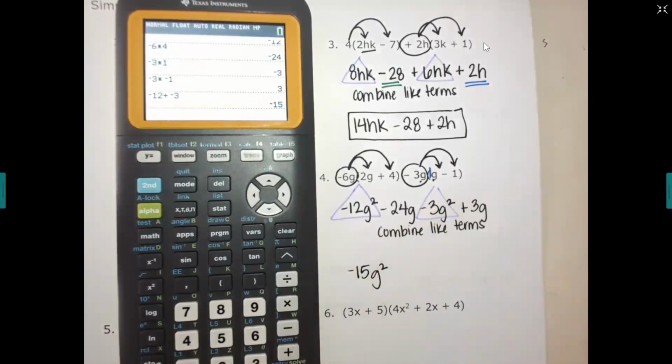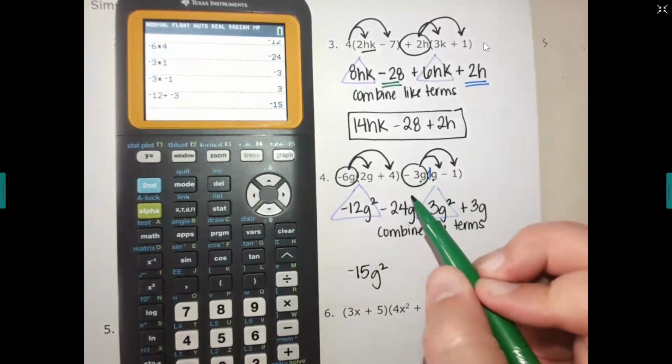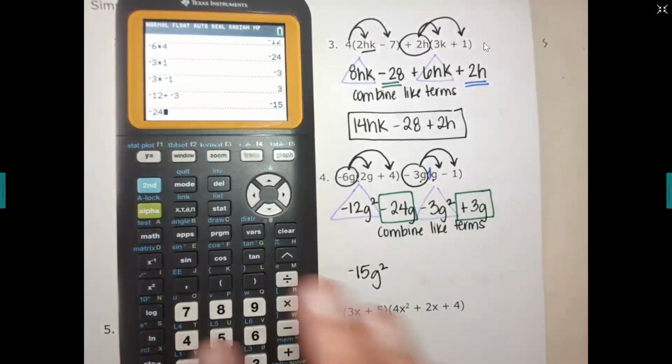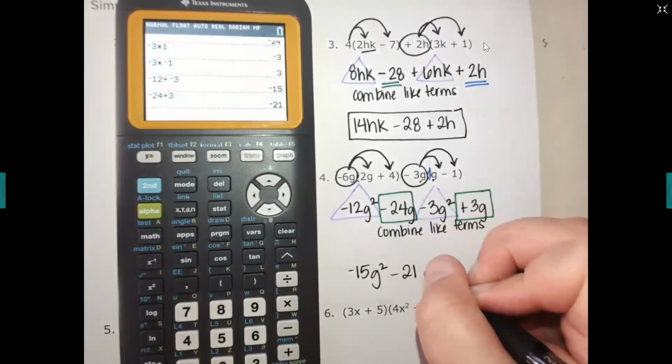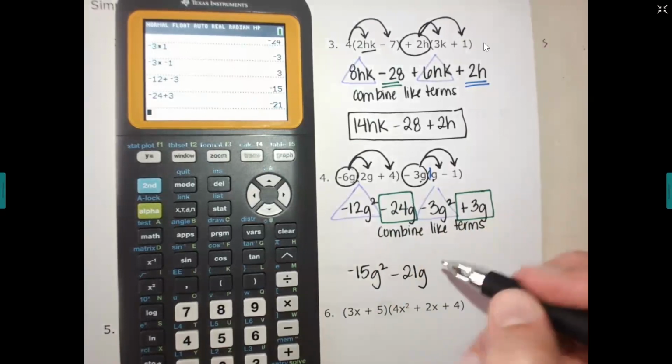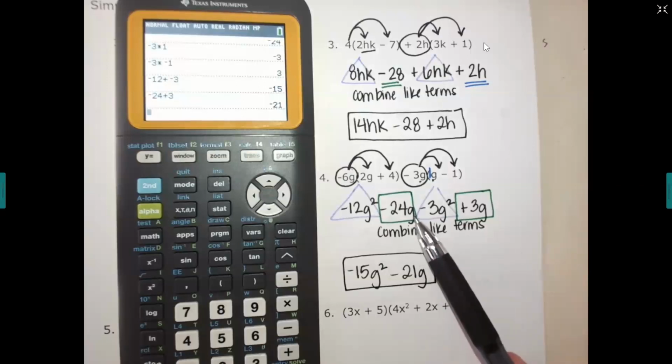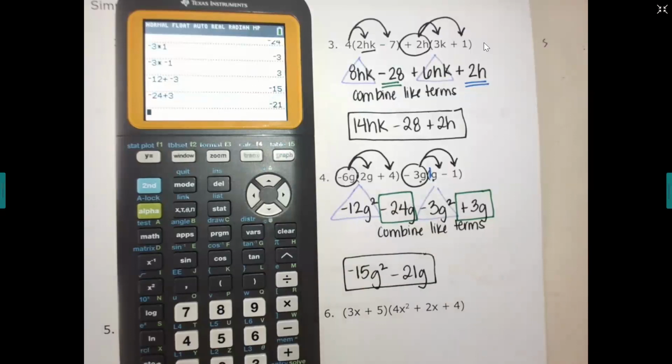Then for my second 2 values, I notice that both of these have a G. So I have a minus 24G and a plus 3G. So I'm going to add those up. I get negative 21G. Also notice that in the calculator, I'm not putting the letter G in here at all. You're only adding those numbers that are in the front.